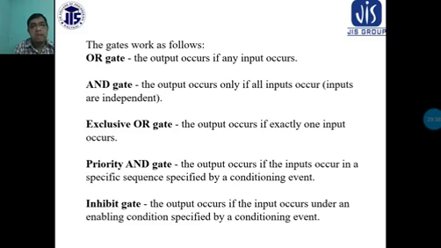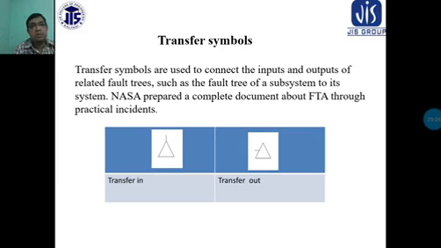And also the inhibit gate. What is an inhibit gate? The output occurs if the input occurs under an enabling condition specified by a conditioning event. So these are the OR gate, AND gate, exclusive OR, priority AND gate, and also the inhibit gate. The gates depend on the condition.